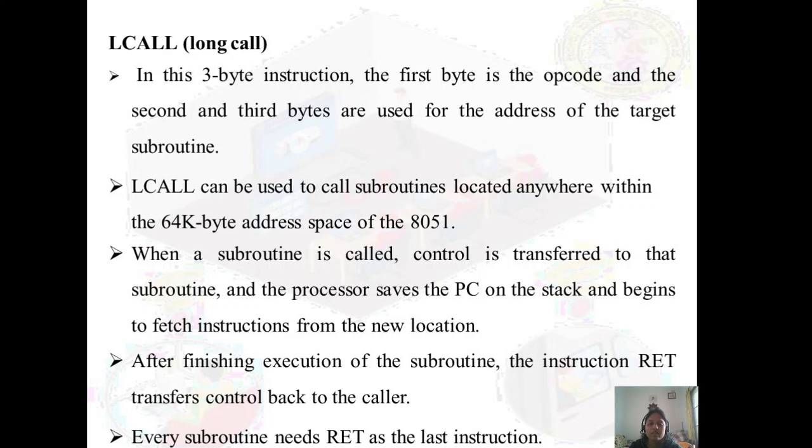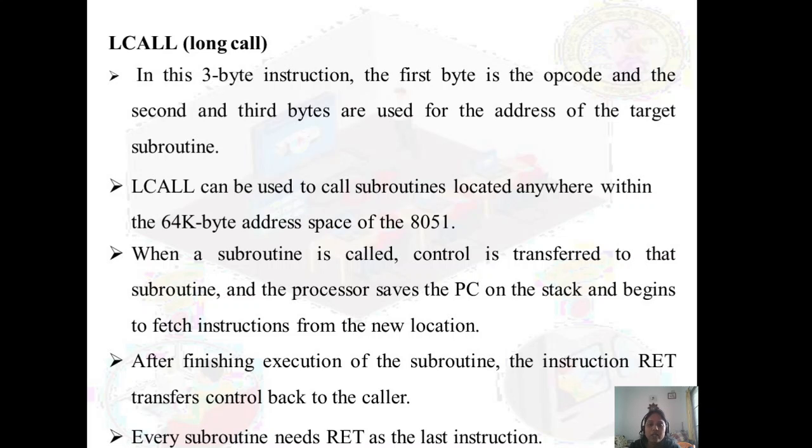The first byte is the opcode, and the second and third bytes are used for the address of the target subroutine. So the second and third bytes specify the target address. Understood? LCALL can be used to call subroutines located anywhere within the 64K address space of the 8051. This is long call, so this is the long range. The long range goes from 0000H to FFFFH.